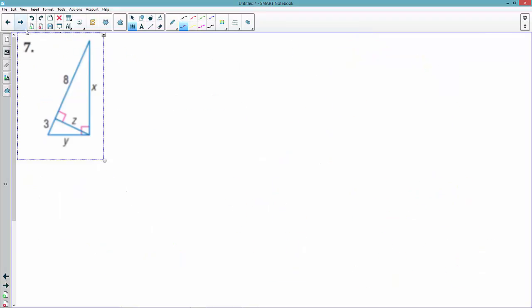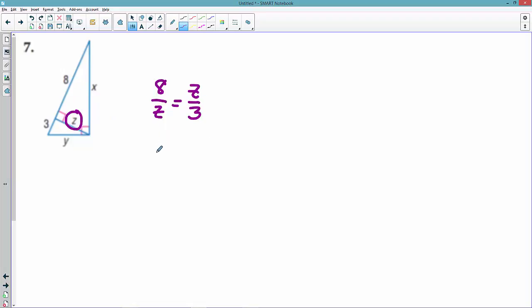Okay? Let's go to 7. So we can find z pretty easily. This is the classic relationship we've talked about so many times. So I'm just going to write it. 8 over z equals z over 3, right? Because that's the altitude. We've talked about it many times. I don't need to show you again.